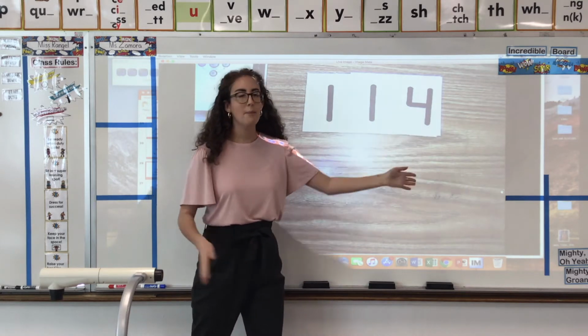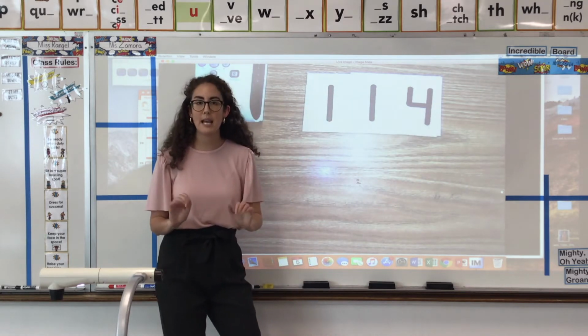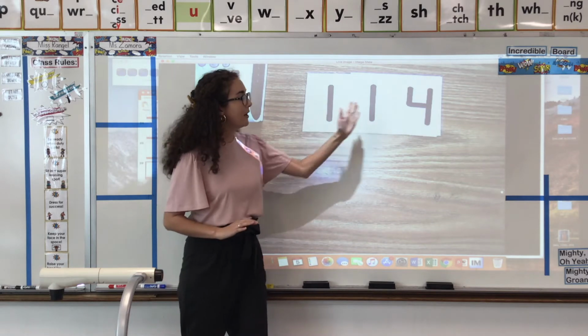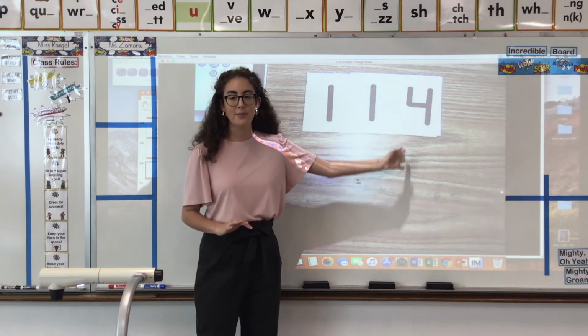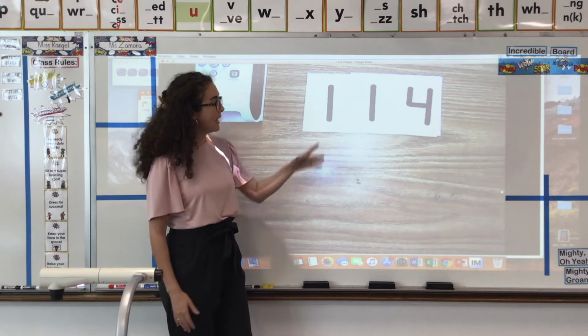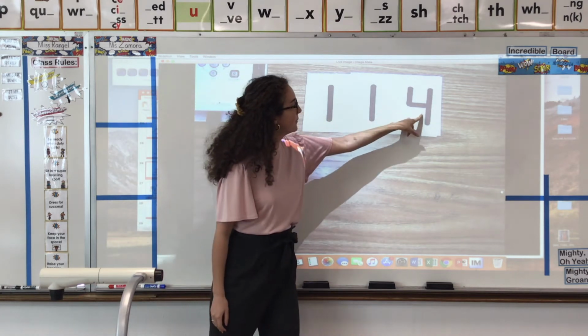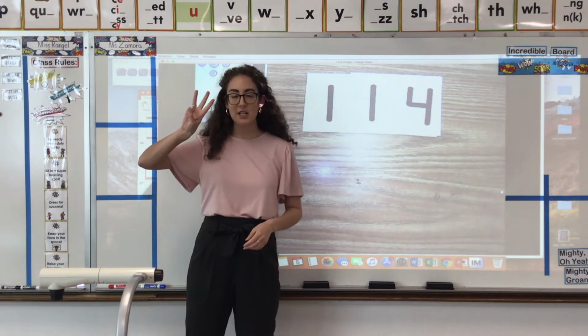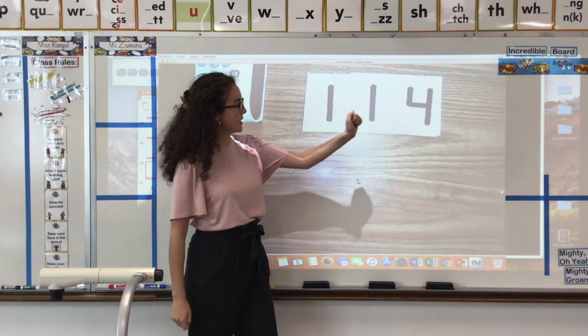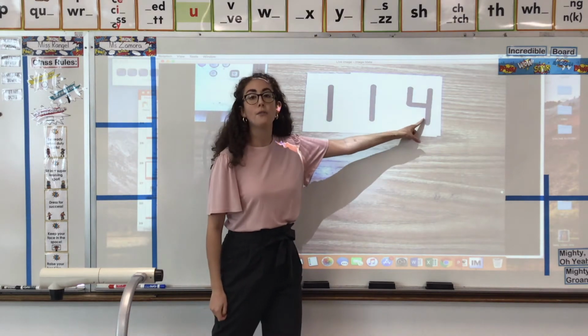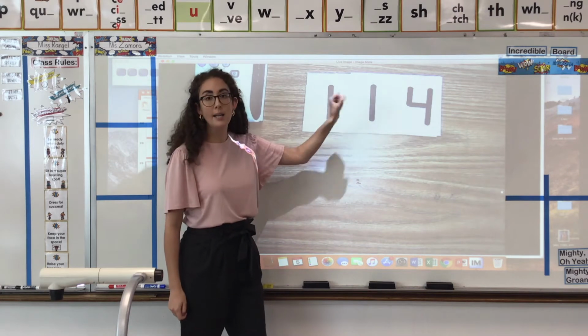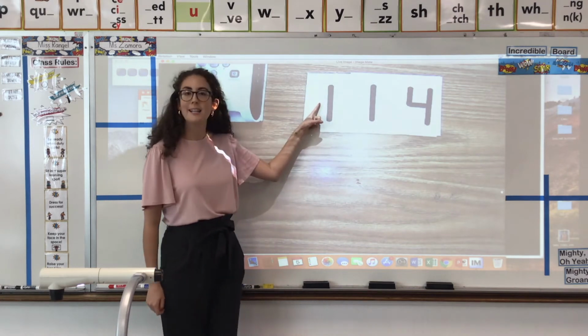114. Remember, we don't want to use "and" when we're naming a number. This is 114. In 114, how many digits are there? There's 3 digits. What are those 3 digits? They are 4, 1, and 1.